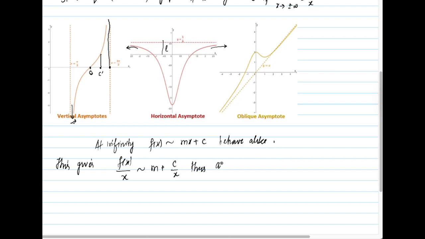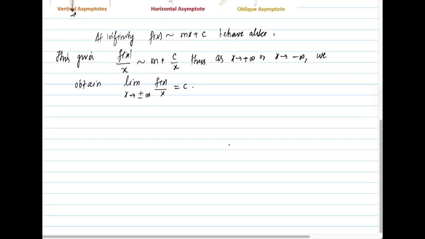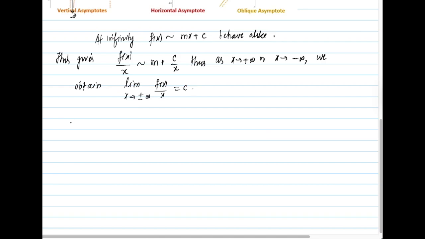Thus, as x tends to plus infinity or minus infinity, the limit of f of x divided by x will be equal to m, because c by x will be 0 whether x goes to infinity or minus infinity. Therefore, an oblique asymptote is a line whose slope is equal to the slope of the curve at plus infinity or minus infinity. Now let's describe the methods, or the working rule, for finding the asymptotes for algebraic curves.